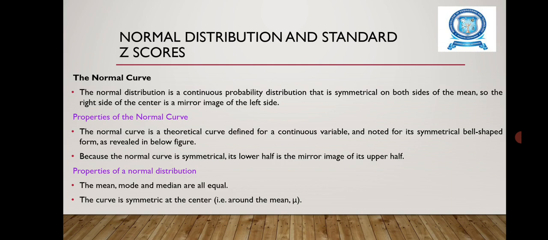The normal distribution is a continuous probability distribution that is symmetrical on both sides of the mean. So the right side of the center is a mirror image of the left side. So we have some properties for the normal curve. The normal curve is a theoretical curve defined for a continuous variable and noted for its symmetrical bell-shaped form. Because the normal curve is symmetrical, its lower half is a mirror image of the upper half.